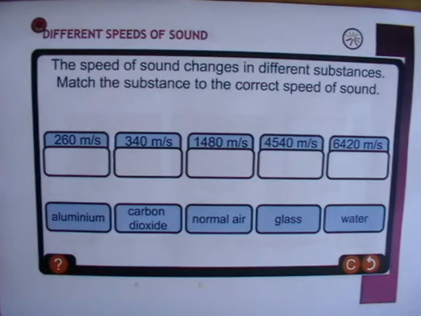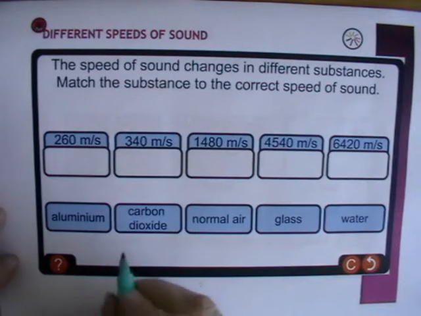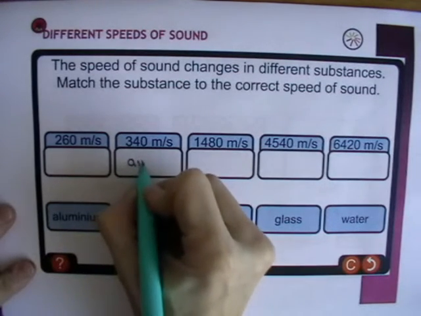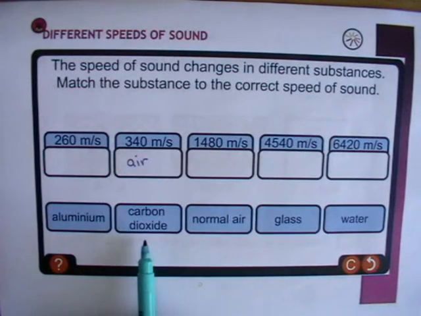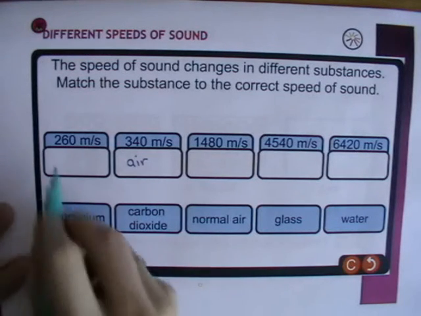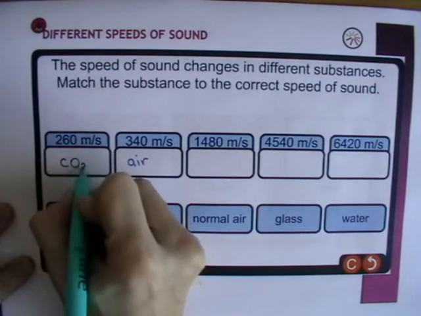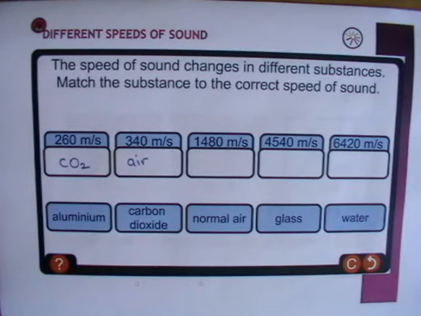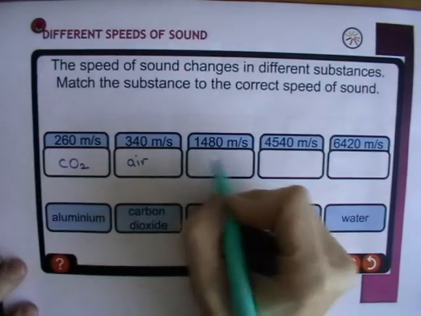And objects which are more dense, their particles are closer together and therefore the sound can travel much more quickly through them. So we know already that the speed of sound in air is about 340, so that's the air. And we know that carbon dioxide is going to be something around that same kind of value. So carbon dioxide must be the 260 here. We're left with aluminium, glass and water. Water is a liquid. Its particles are closer together than carbon dioxide or air, but not as close as it would be in something like glass or aluminium. So water must be the 1480.